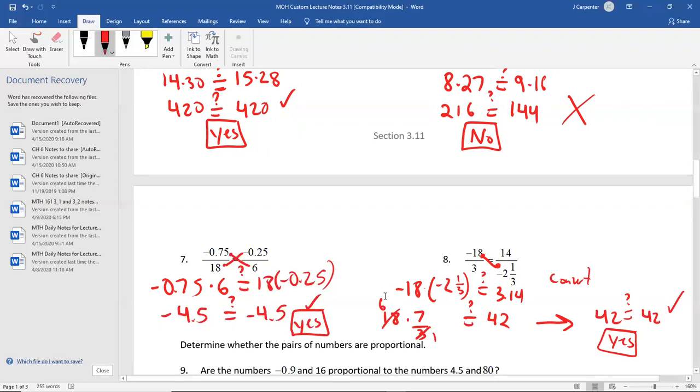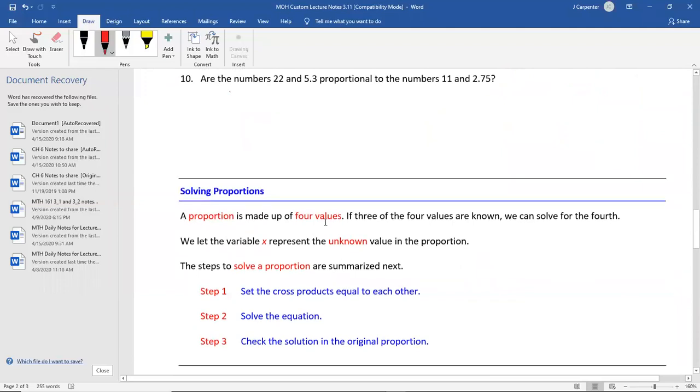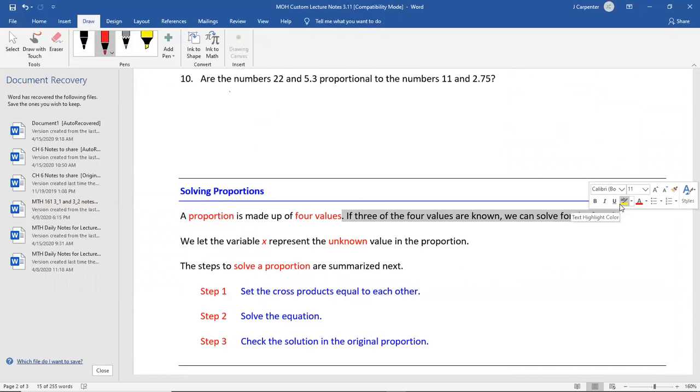9 and 10 are pretty much the same thing, so I'm going to skip those in the interest of moving on. Solving proportions. Literally the same exact technique as what we were just doing to start it. The condition to be able to solve a proportion is that 3 of the 4 values have to be known. So it can't be A over B equals C over D. 3 of those have to be numbers. The 4th is going to be your unknown, your variable, your X, your Y, your A, whatever. And we'll be able to solve that by cross multiplying.